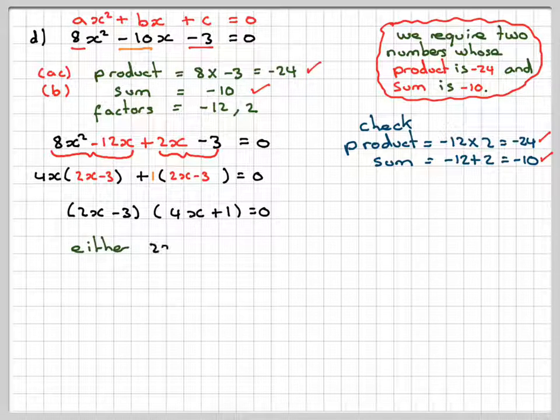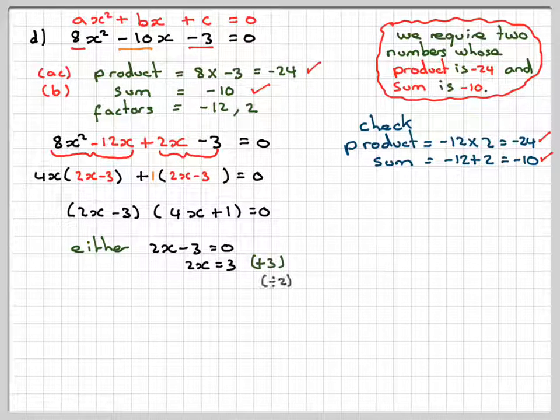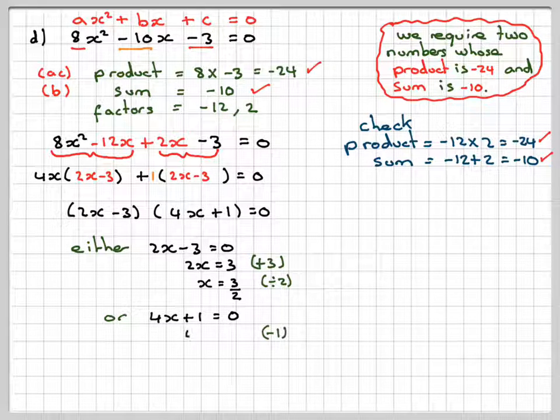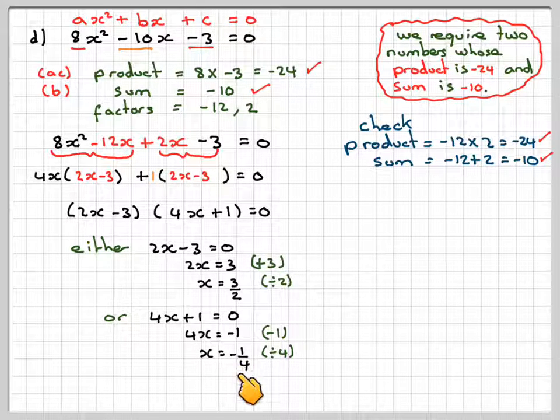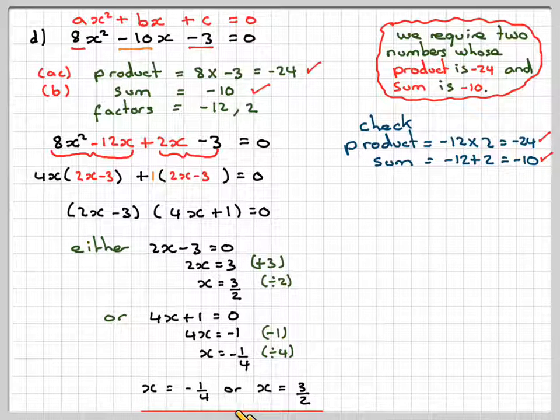So we say either 2x minus 3 is equal to 0, so adding 3 we're going to get that 2x is equal to 3, dividing by 2 we're going to get that x is equal to 3 over 2, or 4x plus 1 is equal to 0. Taking 1 from both sides we get 4x is equal to minus 1, dividing by 4 we're going to get that x is equal to minus a quarter. So we have two solutions, x is equal to minus a quarter or x is equal to 3 over 2.